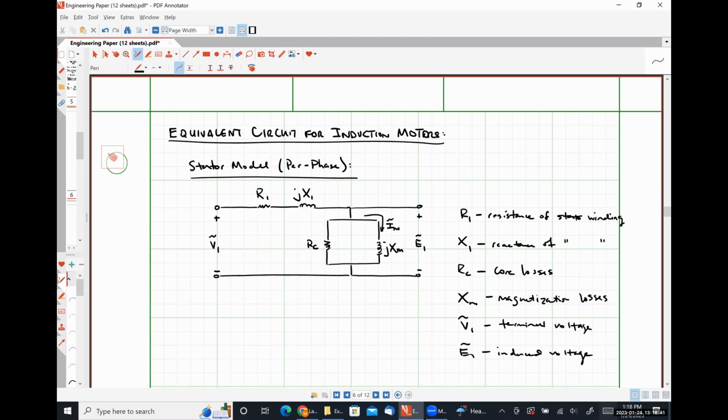So other than those simple things, we should expect X1 to be larger than what we saw in transformers and XM to be smaller than what we saw in transformers. The stator winding of an induction motor is effectively the same thing as the primary winding of a transformer. Okay. Yes, ma'am. I didn't feel like writing stator windings again, so it's just the same thing as above.